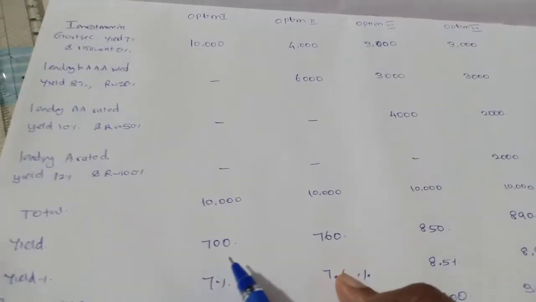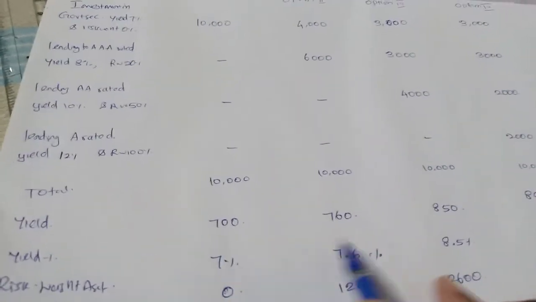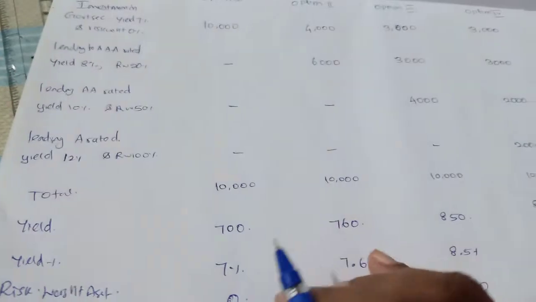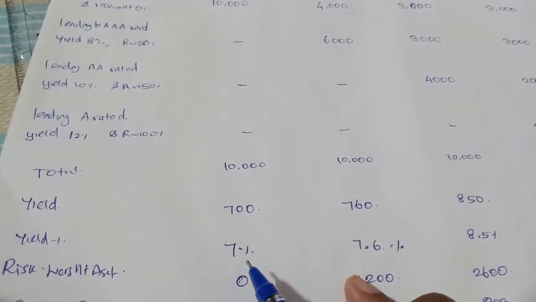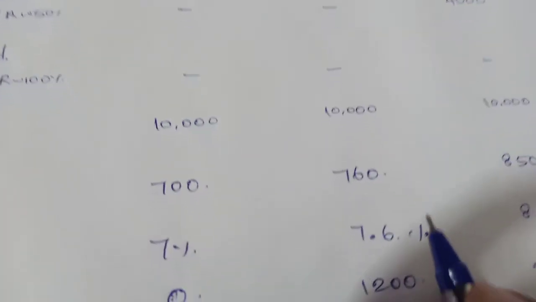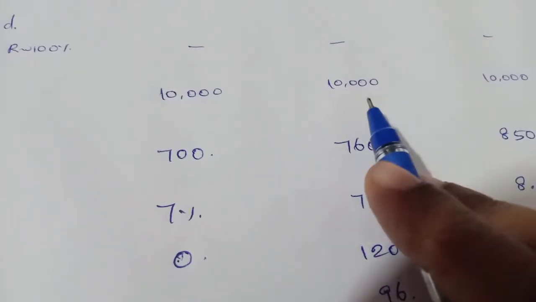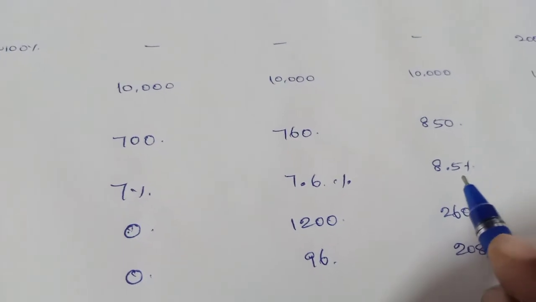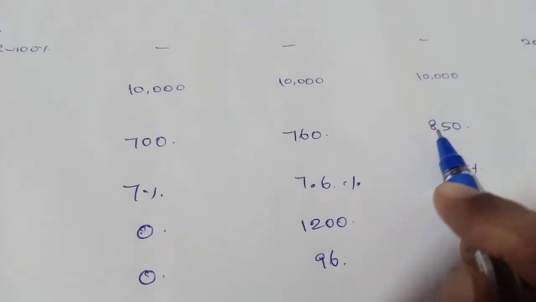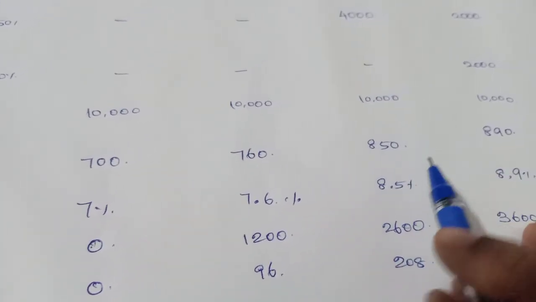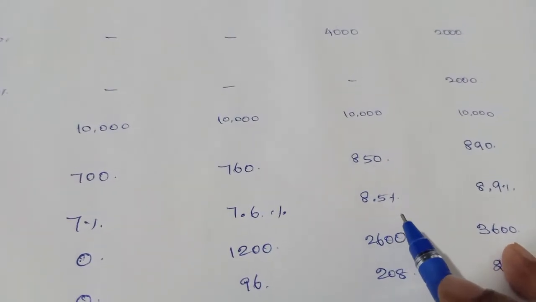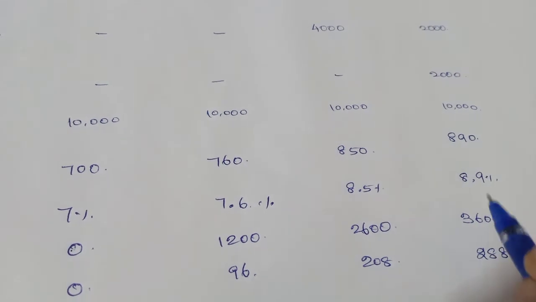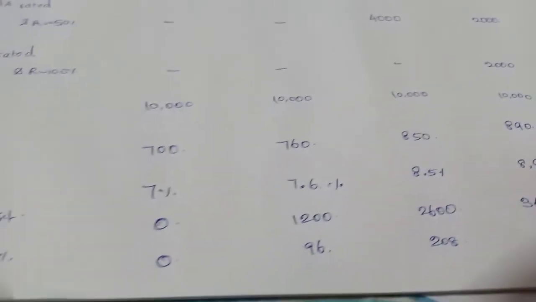Next is the yield percentage. 700 divided by 10,000 into 100 gives 7%. 760 divided by 10,000 into 100 gives 7.6%, and 850 divided by 10,000 into 100 gives 8.5%, and 890 divided by 10,000 into 100 gives 8.9%.